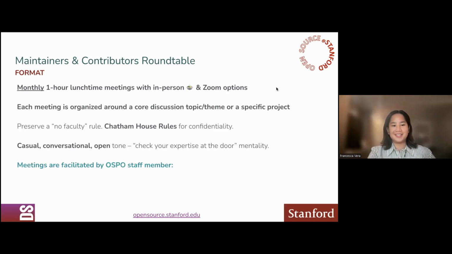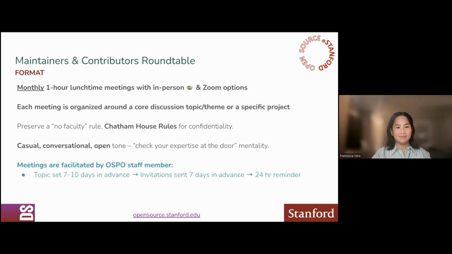And it is important to note that meetings are facilitated by an OSPO staff member. In most cases, that is me. While we do prioritize the voices of the members in the room, and in particular when a member is presenting on a core discussion topic or their specific project, we absolutely highlight their voice. But meetings are facilitated by an OSPO staff member. Firstly, because it requires effort to actually plan the meetings, and we don't want to put that effort or that responsibility on the MNCR members.